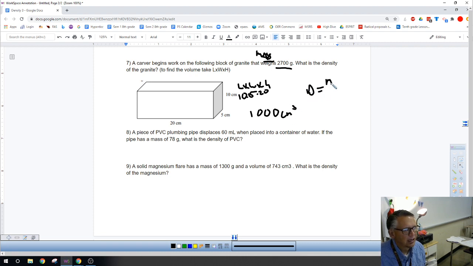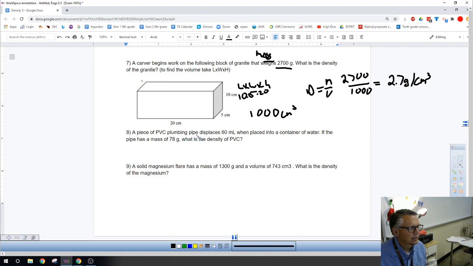Density is equal to mass divided by volume. Our mass is 2,700, and our volume is 1,000, and that should equal, move the decimal point, 2.7 grams per cubic centimeter.